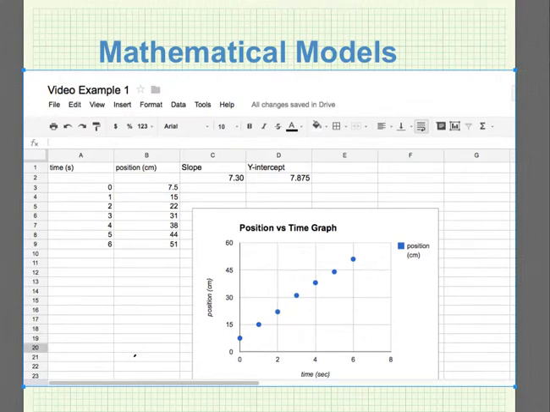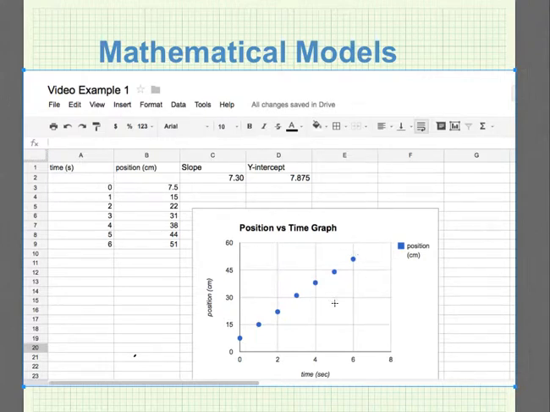Okay, we're going to do a quick review of mathematical models. And the first thing we're going to do is I've got a position time graph. And you'll see that over here we've got our time and our position, our data. We're using your PV Learners or your Gmail account to find the slope and the y-intercept. And I've got the graph.